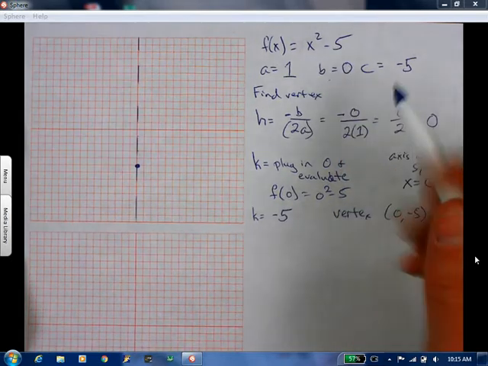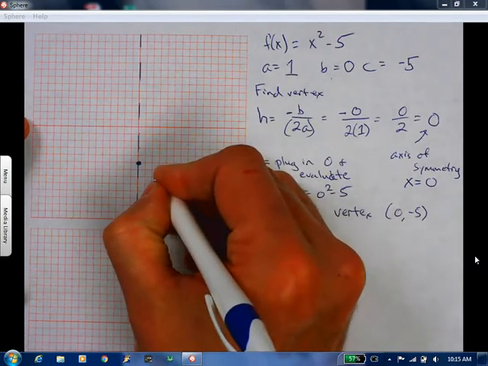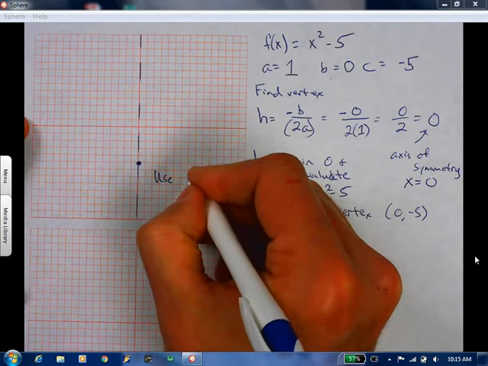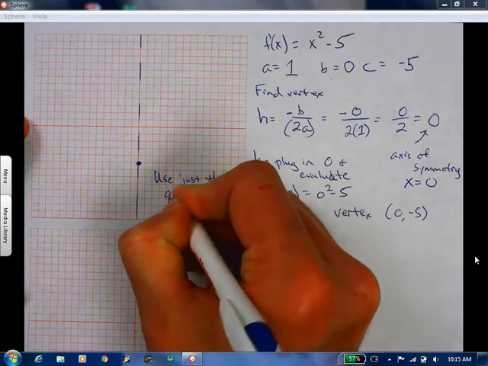Okay. We're going to go off of this vertex, and we're just going to use the quadratic term. So use just the quadratic term.